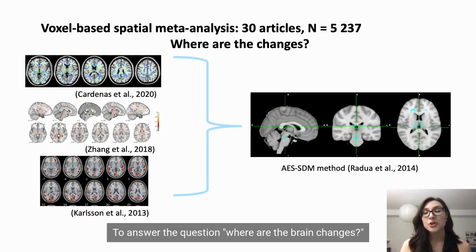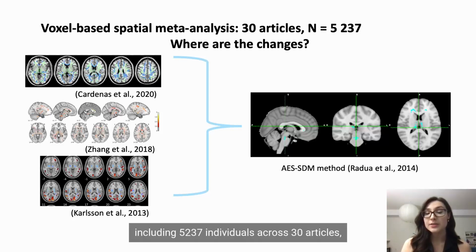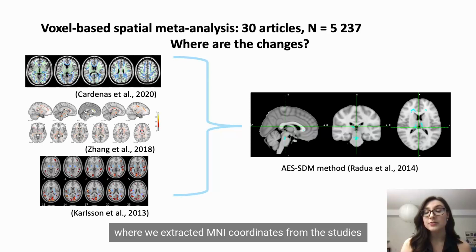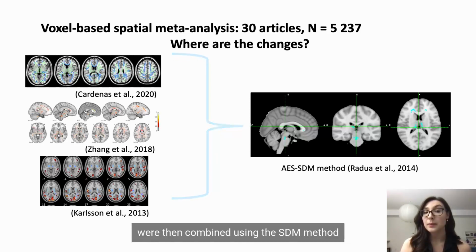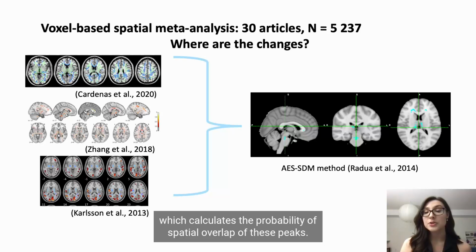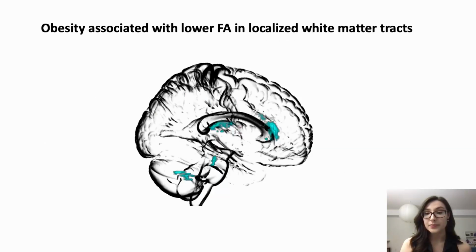To answer the question, where are the brain changes, we used a voxel-based spatial meta-analysis, including 5,237 individuals across 30 articles, where we extracted MNI coordinates from the studies examining the association between obesity and fractional anisotropy. These peak brain coordinates from the studies were then combined using the SDM method, which calculates the probability of spatial overlap of these peaks.